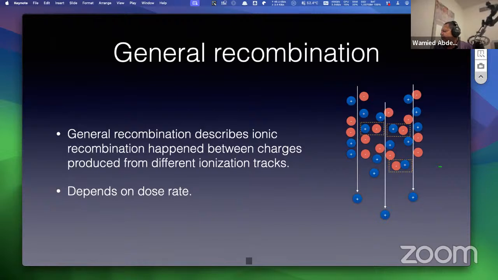This is why the recommendation when one is commissioning such machines is to use appropriate chambers. For example, they recommend in electron beams to use a 1 millimeter Advanced Markus chamber, where the separation is 1 millimeter, because the smaller the chamber is, the faster we're going to collect the charges, giving them fewer chances of actually meeting and recombining with one another. So it will affect this general recombination.